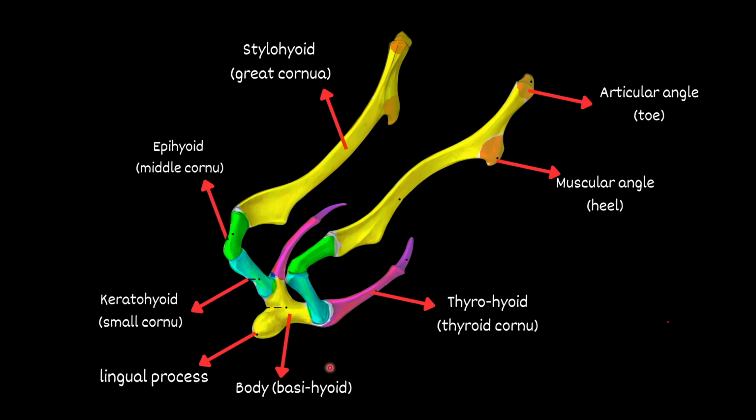Hyoid bone, a quick review. This part is the body of the hyoid. From this arises a blunt process, the lingual or glossal process. These two structures are the keratohyoid or small cornu, then the epihyoid or middle cornu. Then the stylohyoid or great cornu. This is the articular angle or toe, and this is the muscular angle or heel.